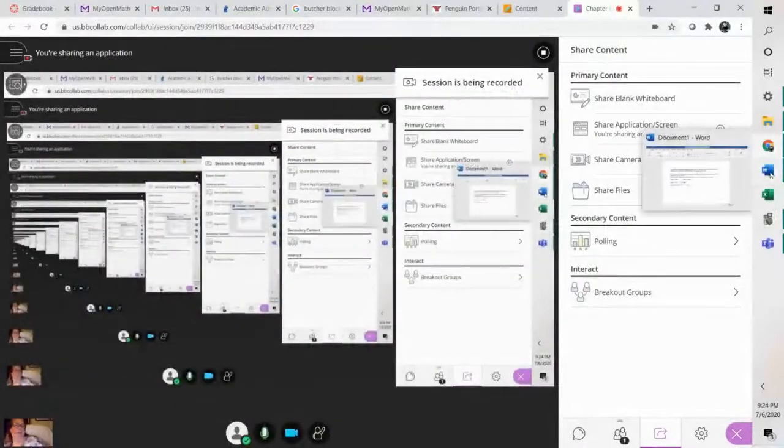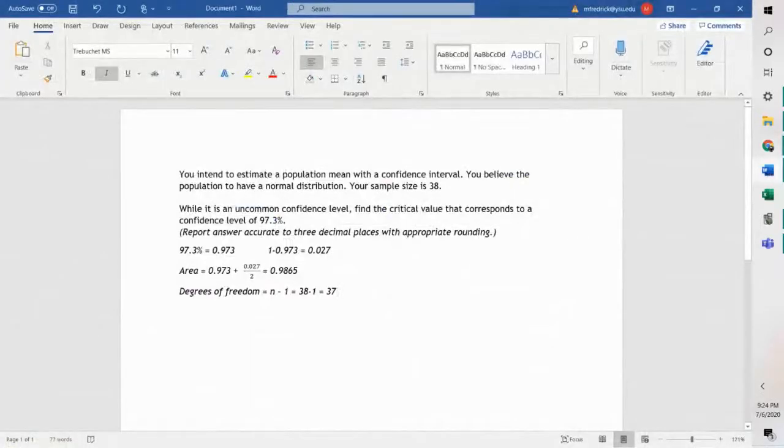Hello. Okay, so for the problem you had a question on, to find the T critical value, the first problem says you intend to estimate a population mean with a confidence interval. You believe the population to be normally distributed and your sample size is 38. While it's uncommon for a confidence level to be this value, because usually it's 98%, 95%, they want us to use this.